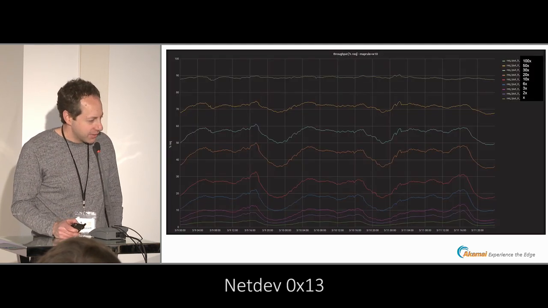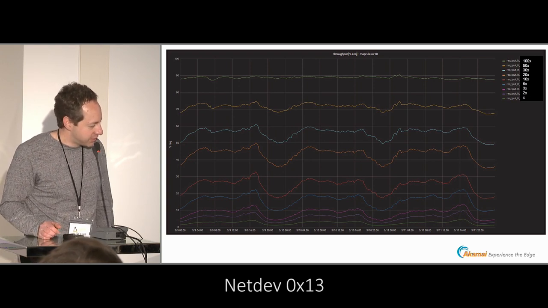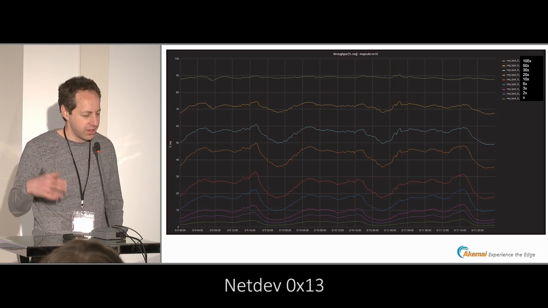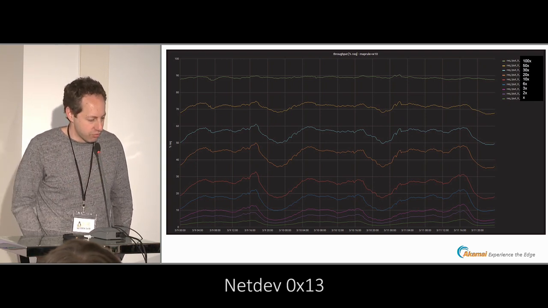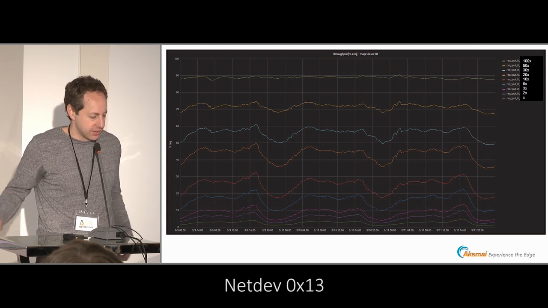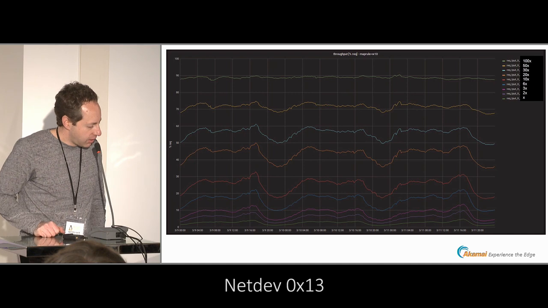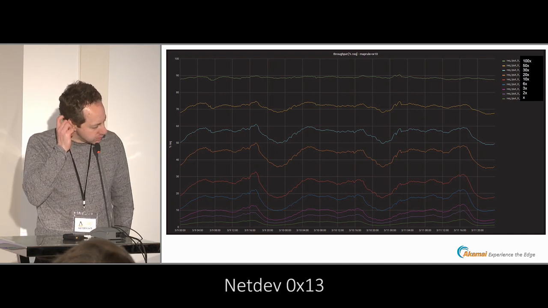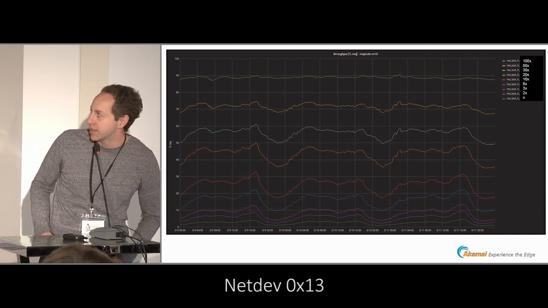So this might be a little more interesting. This is basically sent throughput for various objects that we're sending through the network. So you can see, like, when things dip down here.